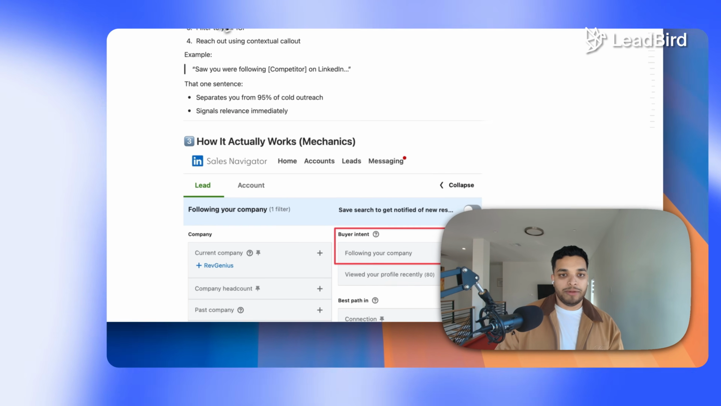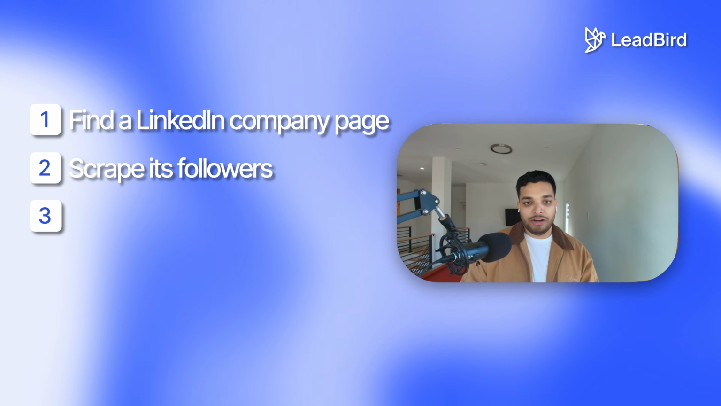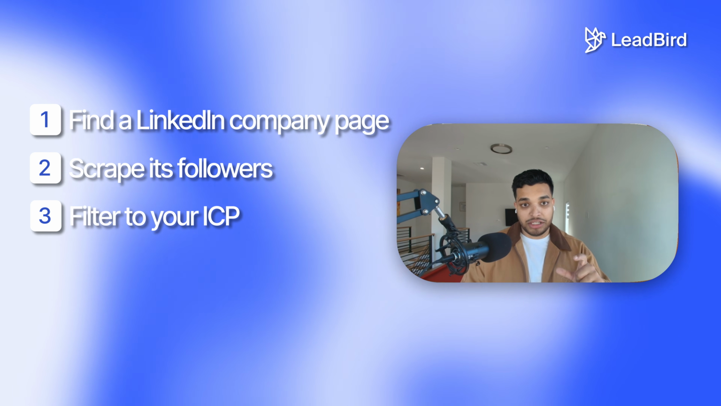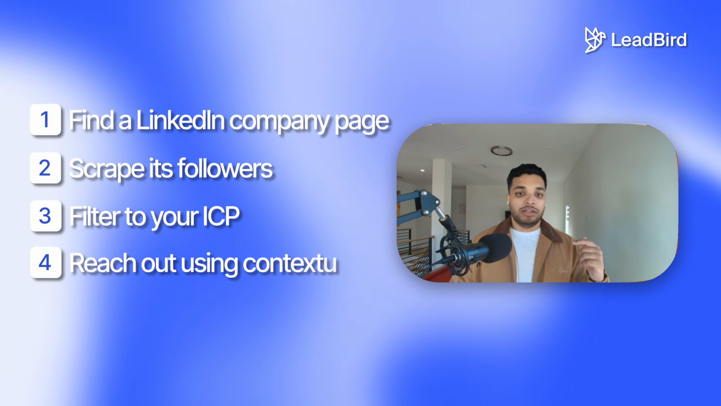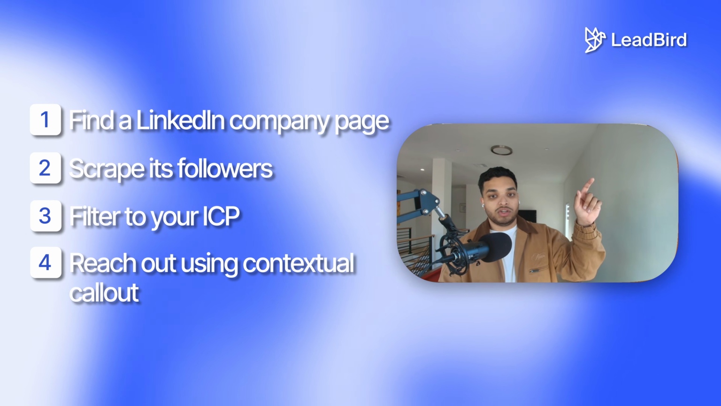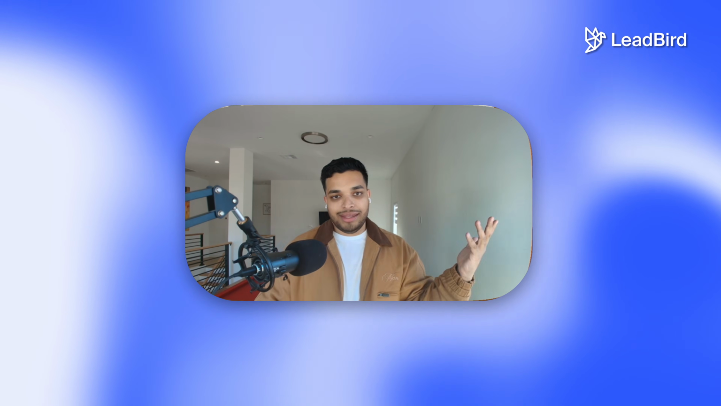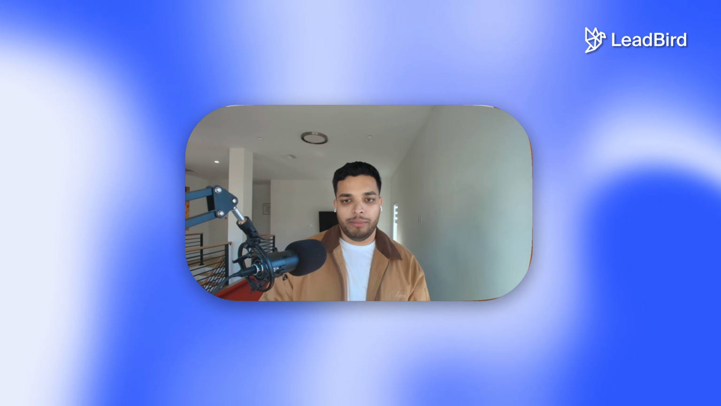What does this play exactly? You're just finding a LinkedIn company page, you're scraping its followers, you're filtering it down to make sure they match your ICP, and then reach out using contextual callouts, basically saying in the outreach, like, hey, I saw that you're following X on LinkedIn and thought it made sense to reach out because we do Y. And that's basically it. So how does it actually work on the back end?